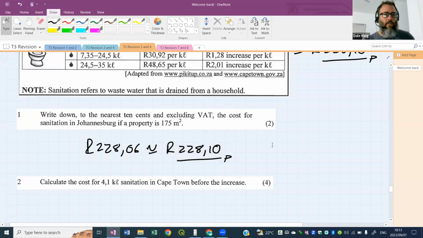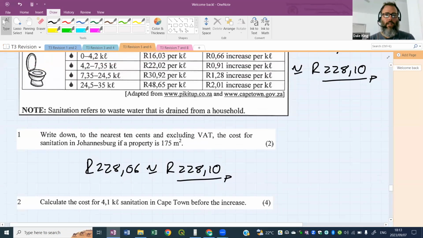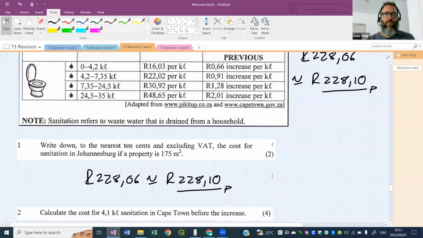Next question. Calculate the cost for 4.1 kiloliters of sanitation in Cape Town before the increase. There's a lot going on here. I need someone to come online and help me and tell me, what do I do? I need some advice on where to look and where to start. It's a 4-mark question, so there's a little bit to it. 4.1 kiloliters in Cape Town, before the increase, I need to calculate that cost. Anyone have an idea?